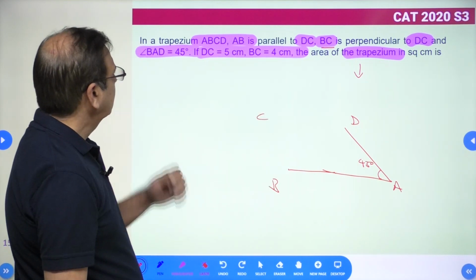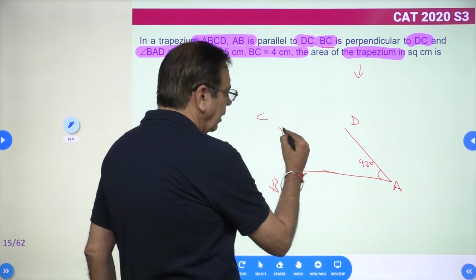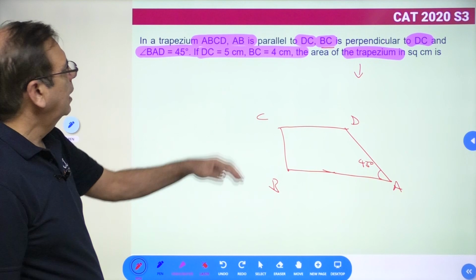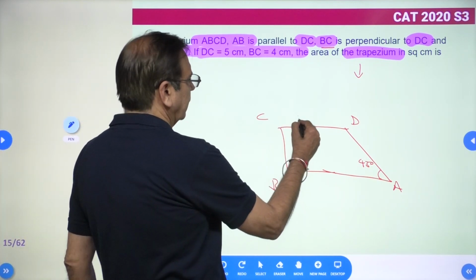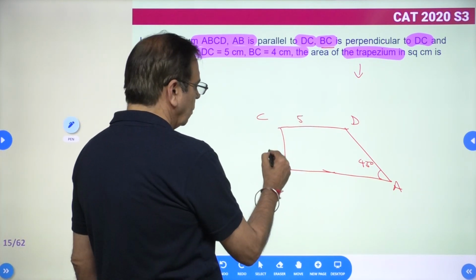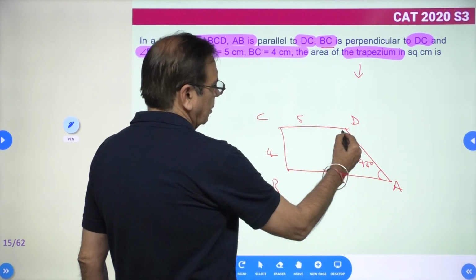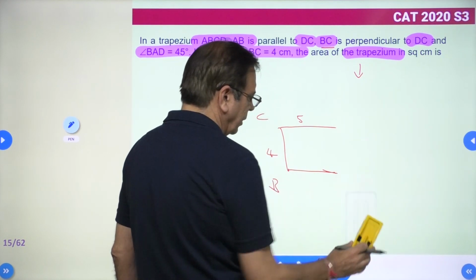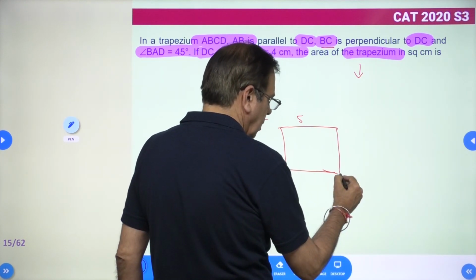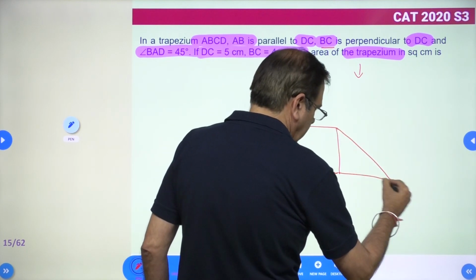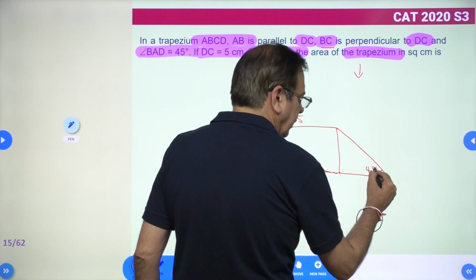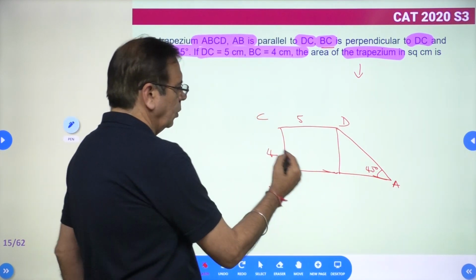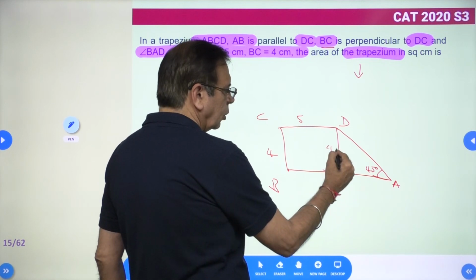So what kind of figure will we have? We'll have a figure like this. Now, what are we given? We are given DC is equal to 5 centimeters. BC is equal to 4 centimeters. The figure came out a little wrong, so let's fix it. With 45 degrees, now it looks a little neat. A, B, C, D. If BC is 4, then this should also be 4.